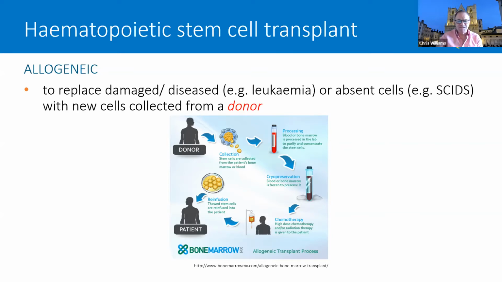The process here you can see on the screen is we collect some cells from a donor, and I guess that's the big difference between them. It's someone else's bone marrow who's had a match to that patient, and that's processed, cryopreserved and frozen. The patient themselves then gets high doses of chemotherapy to ablate their marrow, or remove their marrow, and we reinfuse the new donor marrow into their bloodstream.